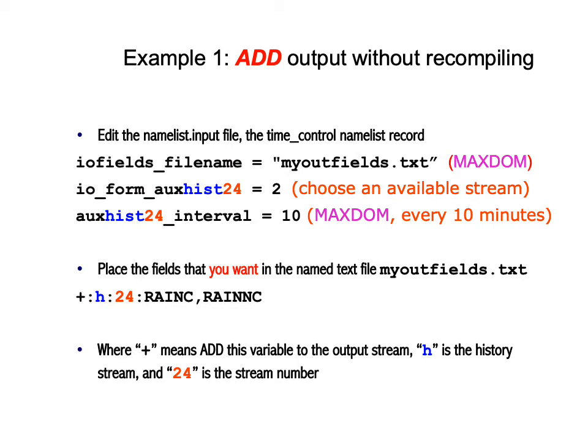Plus says that we are interested in adding a variable to a stream. H says this is a history stream, so it's going to be output. 24 says this is stream number 24. And then the uppercase list of variable names are the names that are defined in the WRF registry.